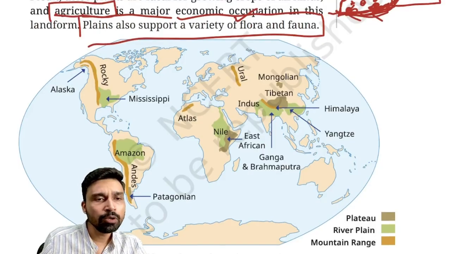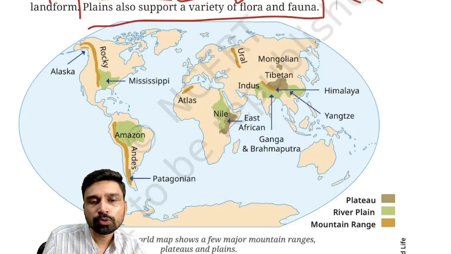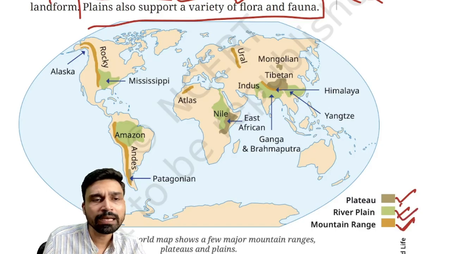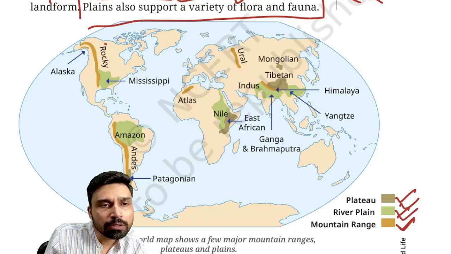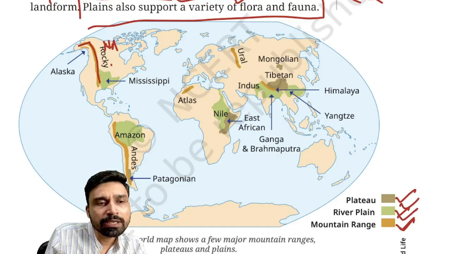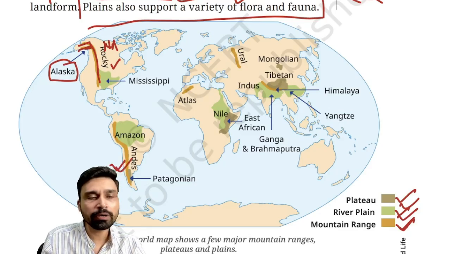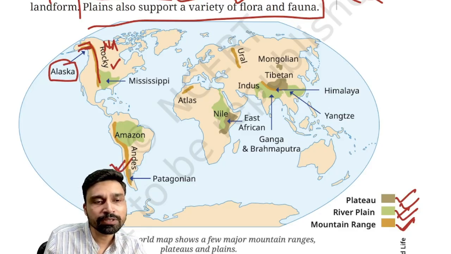Now let us look at the world map and try to look at all the three major types of landscape: mountain ranges, river plains, and plateaus. If we talk about the North American continent, as you can see, the major mountain range in North America is called the Rocky Mountains, and nearby you will also have another range called the Alaska Range. In South America, the major mountain range is called the Andes along the western coast. In Russia, you have a mountain range called the Ural, which is part of the entire Eurasian continental landmass.